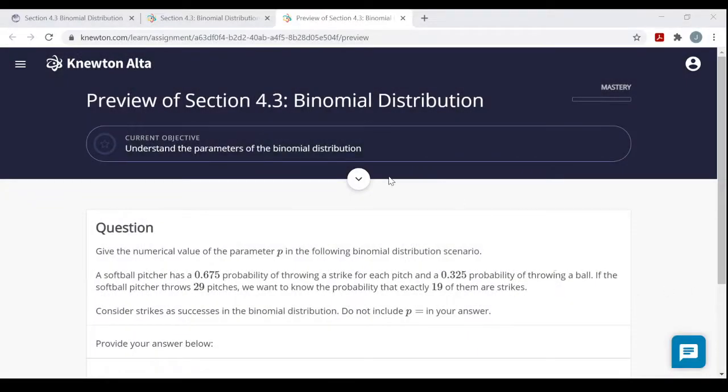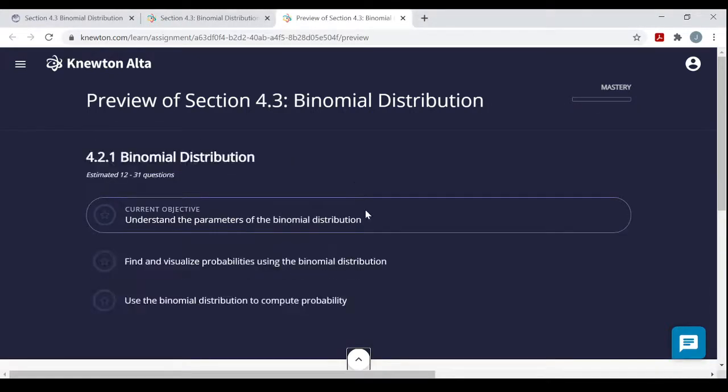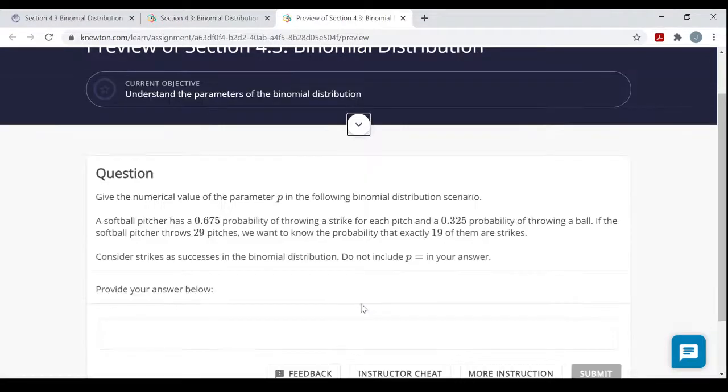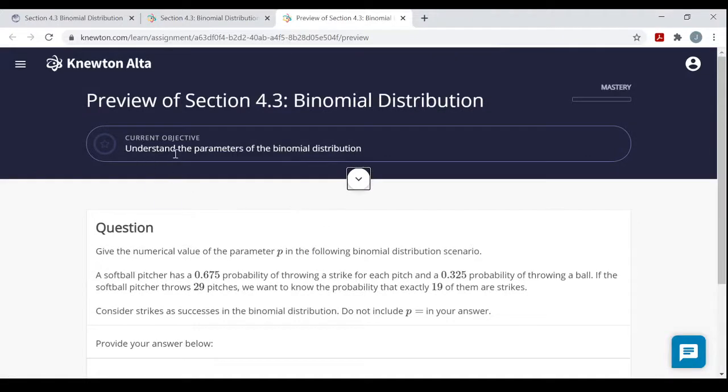Alright, so here I am. In the section 4.3 binomial distributions homework, you've got your mastery bar and the objectives. You can see there are 3 objectives for this particular section, and the one I'm currently on for this question is understand the parameters of the binomial distribution.